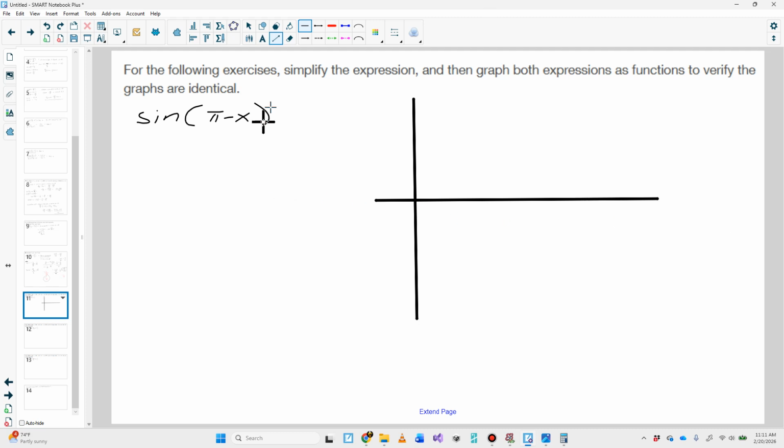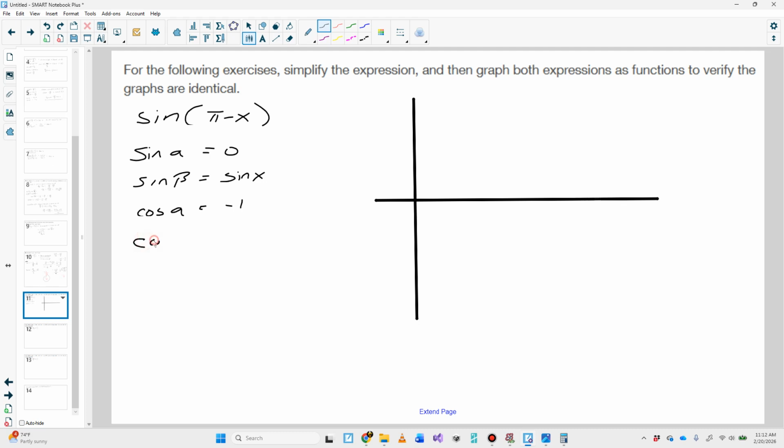Well, if we simplify this, sine of pi minus x, we need to do the following. What is sine alpha? Well, that's just sine of pi. Sine of pi is 0. What is sine of beta? Well, that's just sine of x. What is cosine of alpha? Cosine of pi is negative 1. And what is the cosine of beta? Well, that's just the cosine of x.